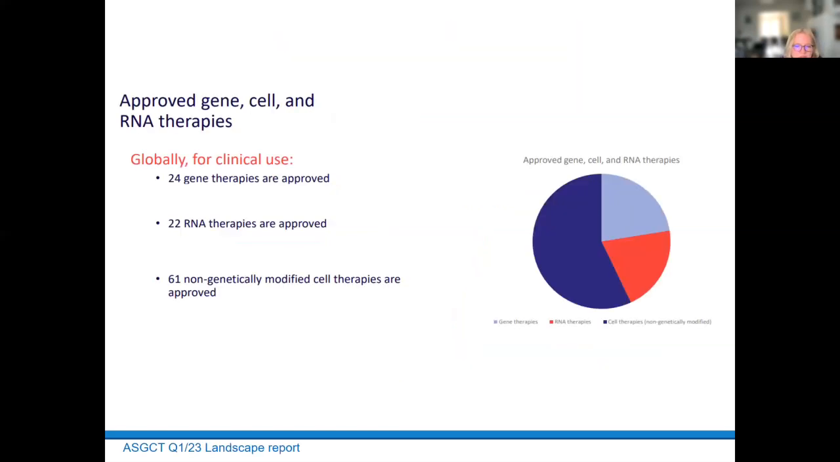So now just a few statistical facts. This is a slide from the American Society for Gene Therapy, which produces reports every quarter. To date, we have approximately 25 gene therapies that are approved worldwide. This doesn't mean that they're all approved in the EU and in the UK, but this is a worldwide picture.